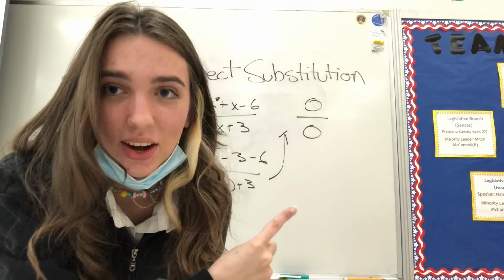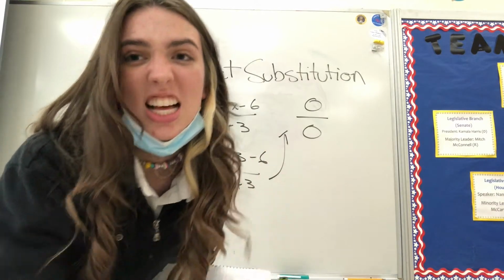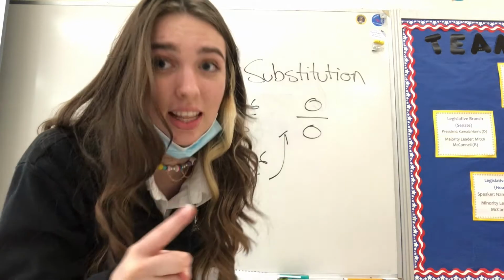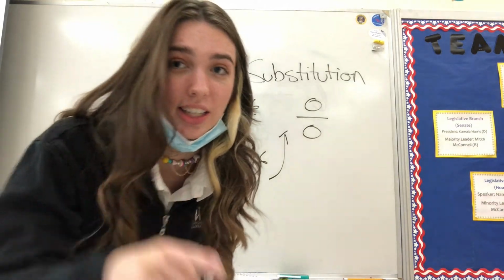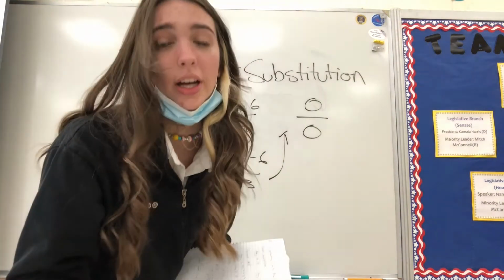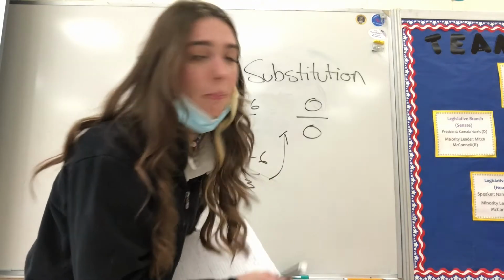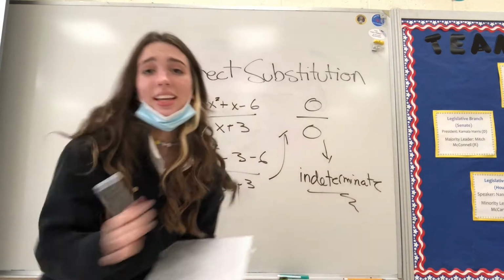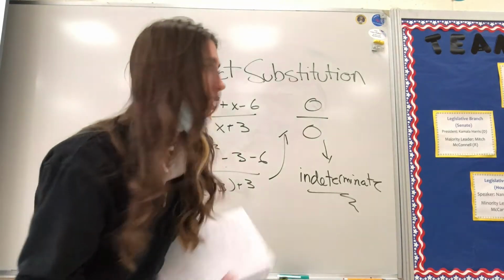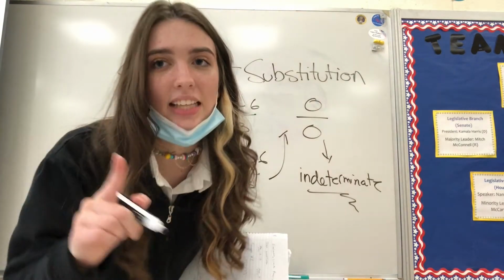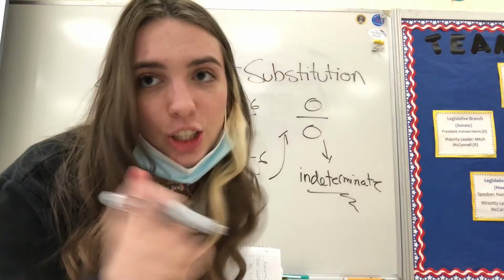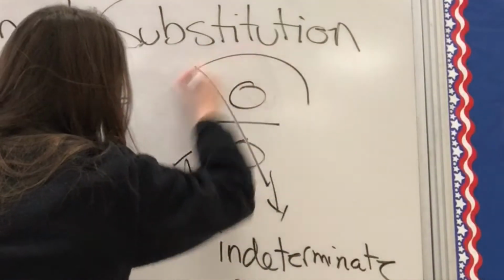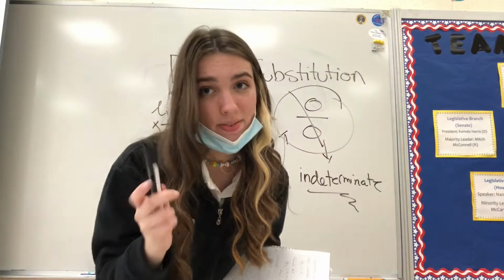Never write that on an AP calculus exam. They will take points off, and they will do it cold-heartedly. But that's besides the point. That's an indeterminate form. Indeterminate forms are no good. 0 over 0 is not an answer. Again, never write that on your exam. We have to use a different method.